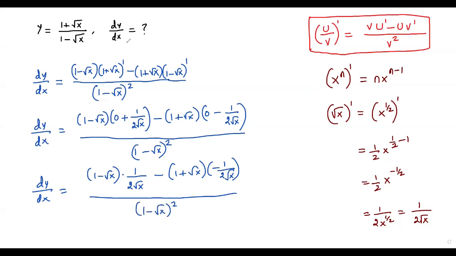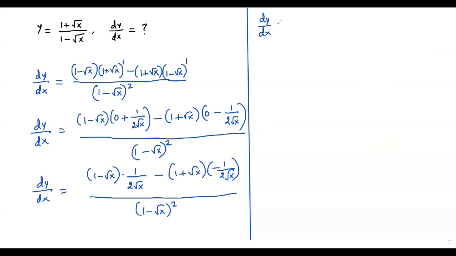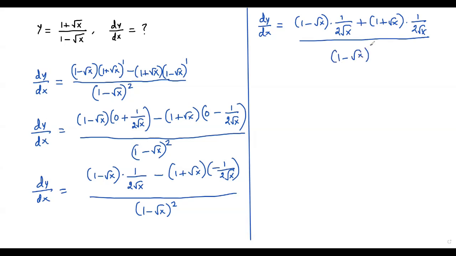Okay, let's continue here. dy over dx equals 1 negative square root of x times 1 over 2 times the square root of x. And here we have negative, here we have negative. Both the terms are in multiplication, so we can multiply this negative and negative, so it will become positive 1 positive square root of x times 1 over 2 times the square root of x. Because this negative is combined with this negative, it becomes a positive sign over here, and everything has to be divided by 1 negative square root of x, the whole square.